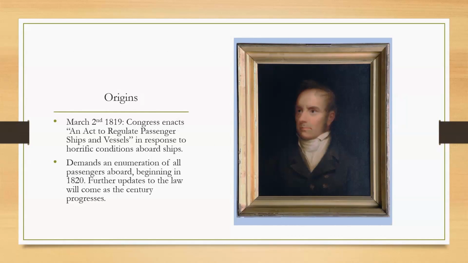But throughout the 19th century, there will be updates to this law, and it will include such radical acts as requiring a certain amount of ventilation aboard ship, letting people occasionally go up on the deck to breathe fresh air, things of that nature. However, the law of unintended consequences holds strong because part of the way they enforce this law is they demand an enumeration of all passengers aboard, beginning in 1820 at every single U.S. port or port of entry.